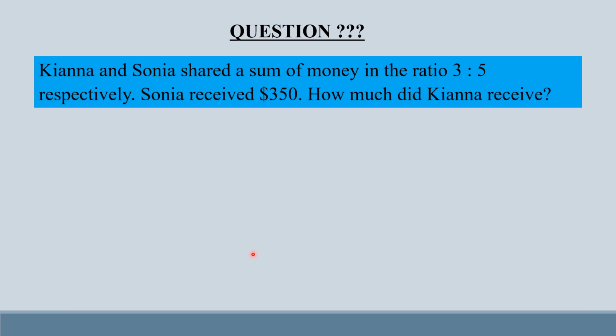Question. Kiana and Sonia shared a sum of money in the ratio 3:5 respectively. Sonia received $350. How much did Kiana receive? This is your question, your time to shine, your time to show me that you understand this concept of ratio. Looking forward to your answers in the comments below.